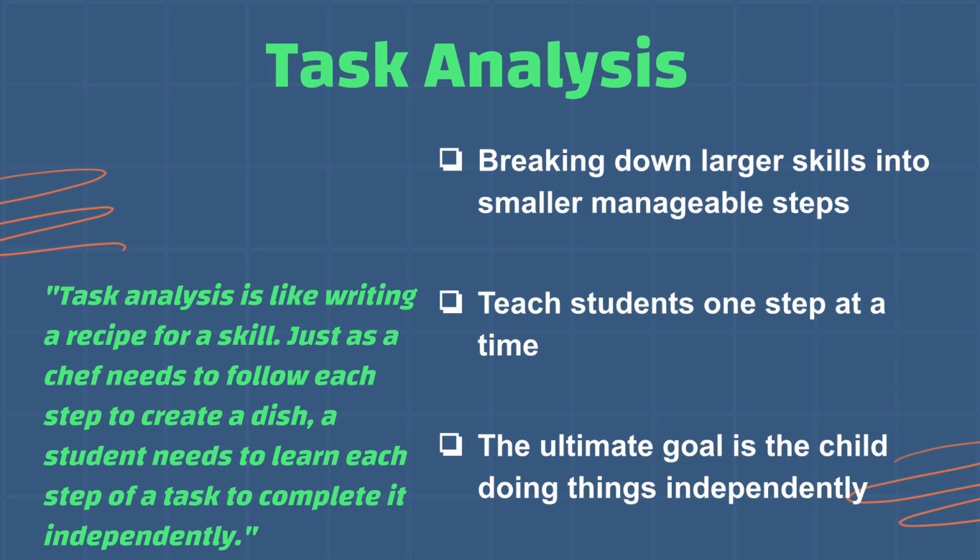So the first thing that we're going to talk about is task analysis. Task analysis is the breaking of larger skills down into smaller, more manageable tasks. It's basically like making a list of all the things that are involved in completing that specific task. Once we've broken those tasks down into more manageable steps, we want to teach students one step at a time. This ensures that they have success at the first step before we determine whether or not they're ready for the next step. The ultimate goal is for the child to do things independently.